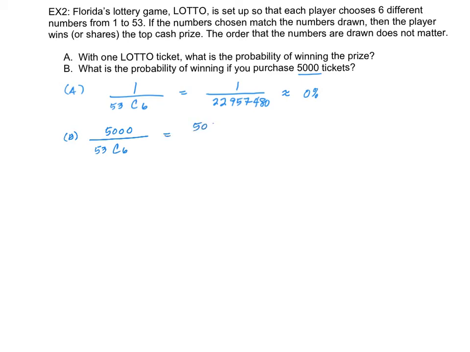So you have 5,000 over the 22,957,480. As a decimal, that's essentially 0.00022. Think about that. Move the decimal over 2 places. That's 0.022%. Again, that's still approximately 0% chance. And here I've spent $5,000, and I still have a 0% probability of winning the lottery.